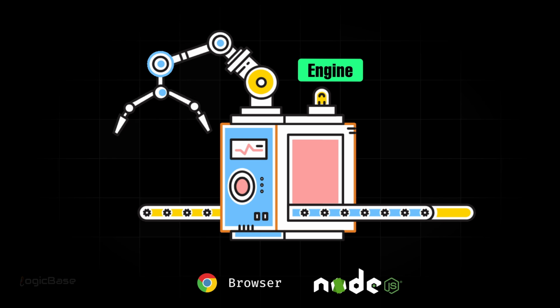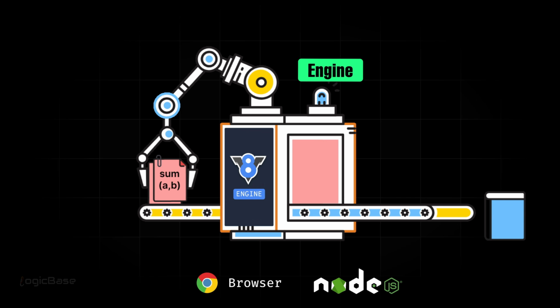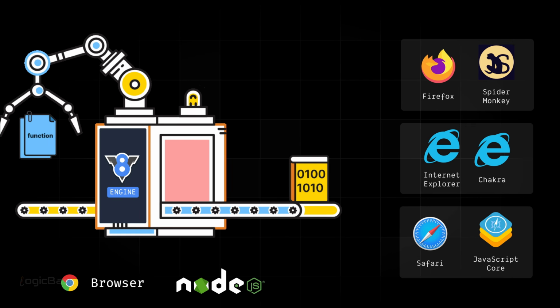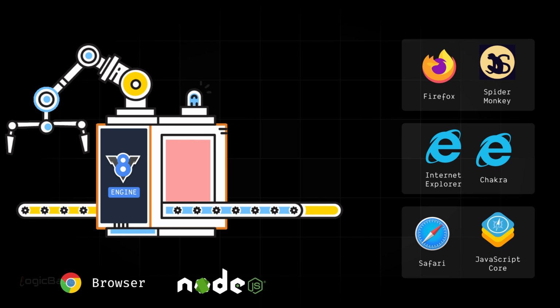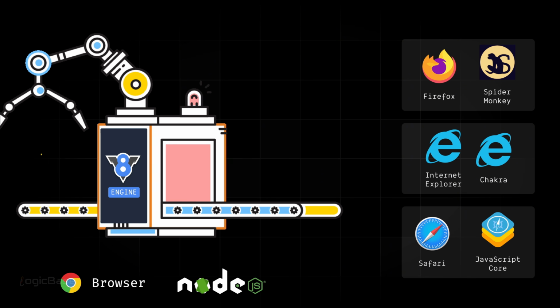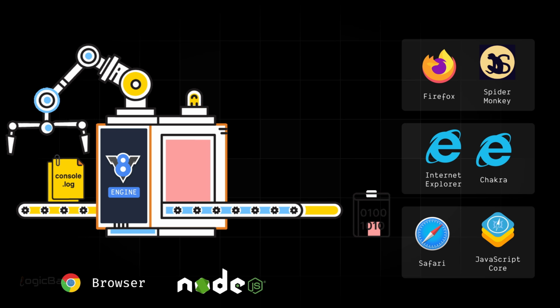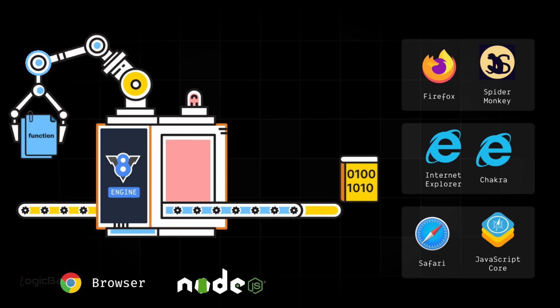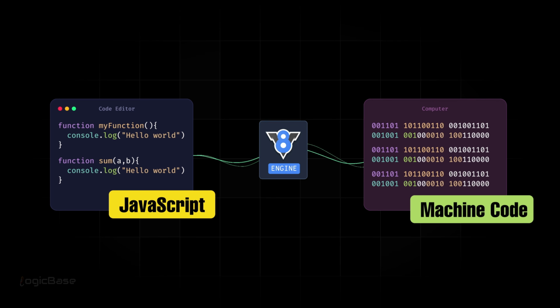In Google Chrome, this engine is known as the V8 engine. Other browsers use their own engines. Firefox uses SpiderMonkey, Internet Explorer uses Chakra, and Safari uses JavaScript Core. No matter which engine it is, every browser has one, and they all perform the same core task, converting our JavaScript code into machine language.